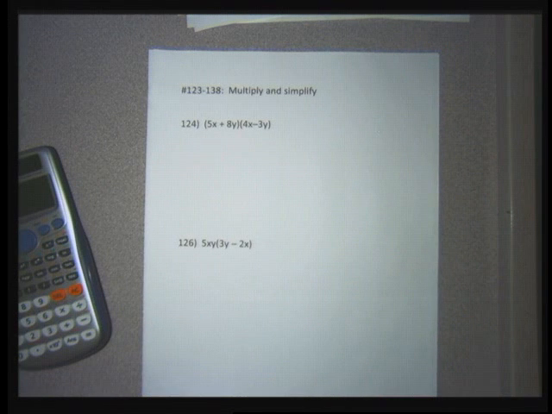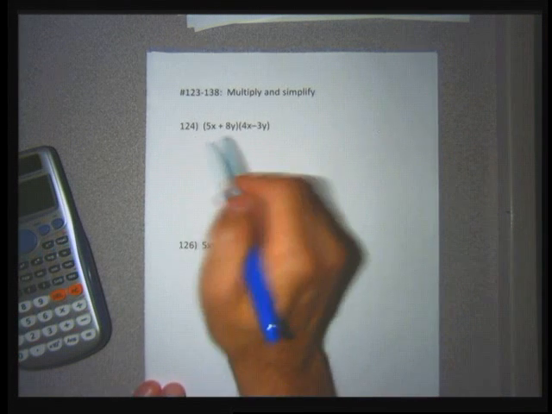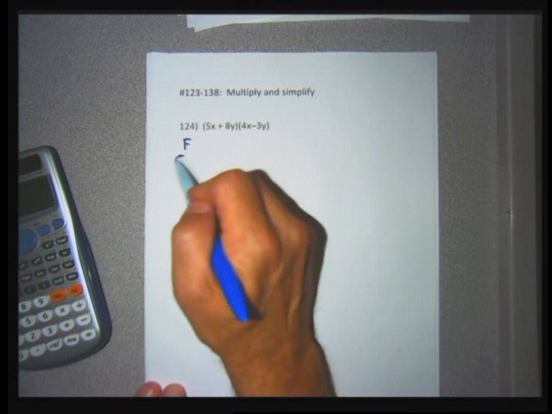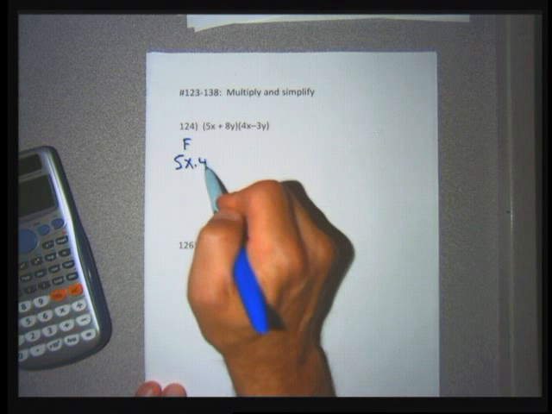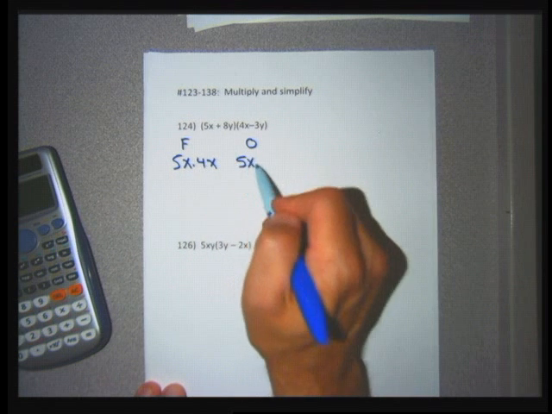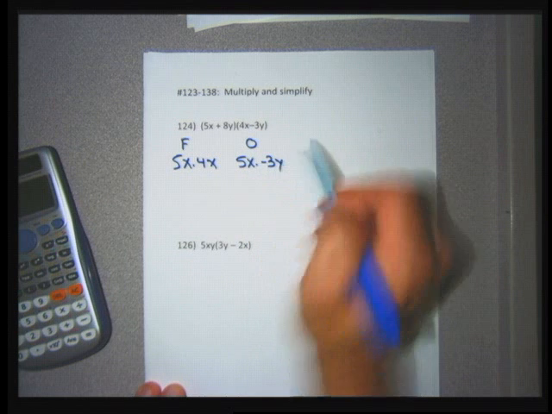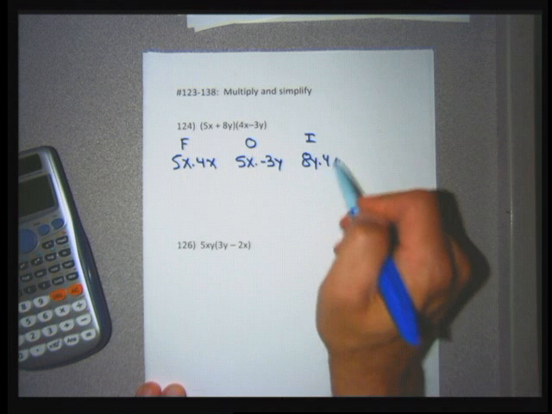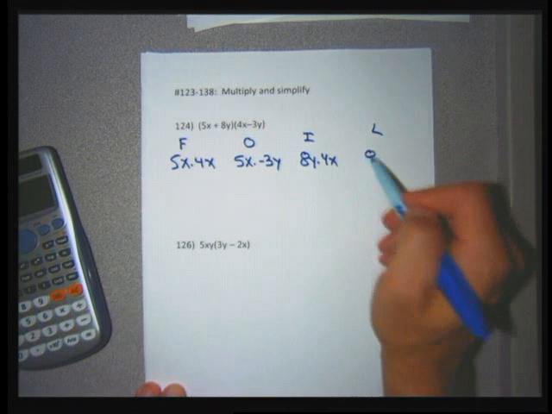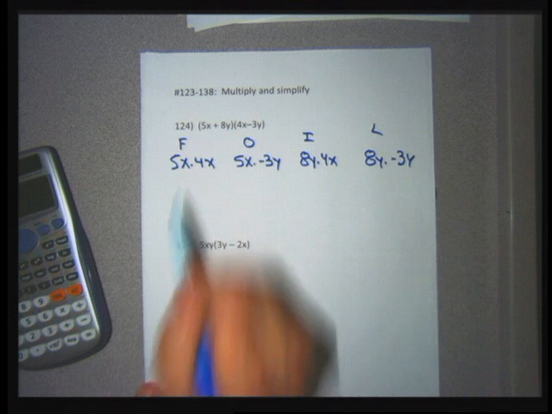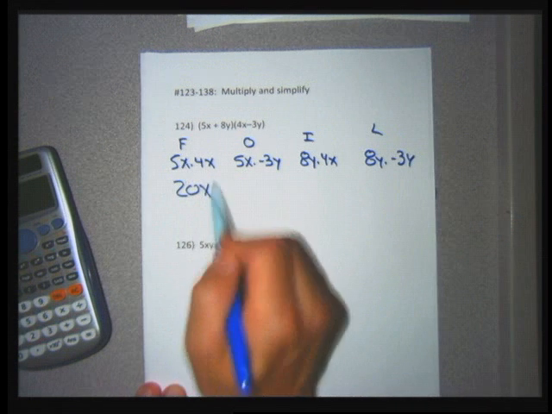Next two problems just have multiple letters. Makes them a little bit hard, but not ridiculous. This is a foiling problem. So I'm going to do firsts, 5x times 4x, outers, 5x times minus 3y, inners, 8y times 4x, and last, 8y times minus 3y. 5x times 4x is 20x squared.